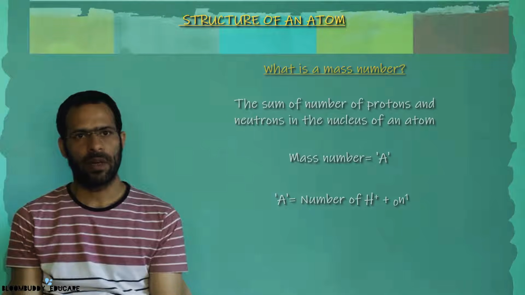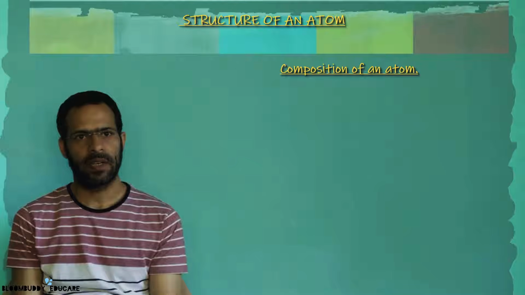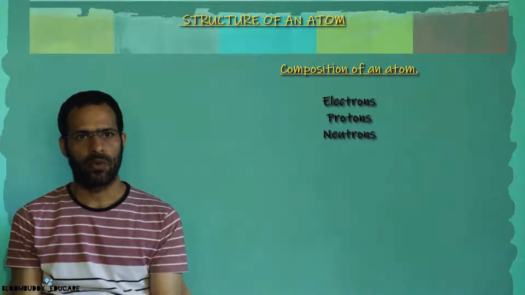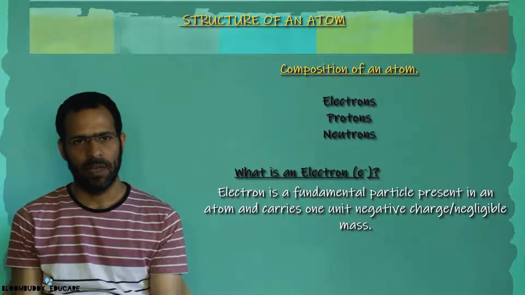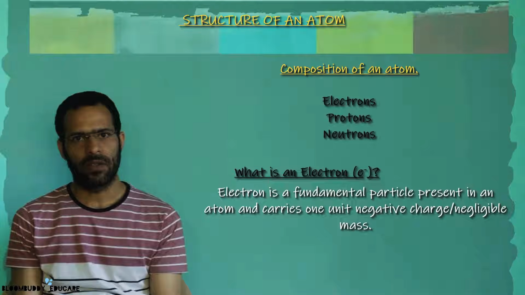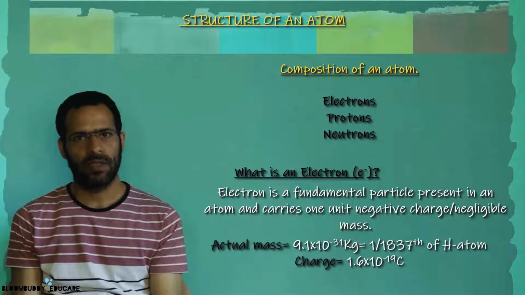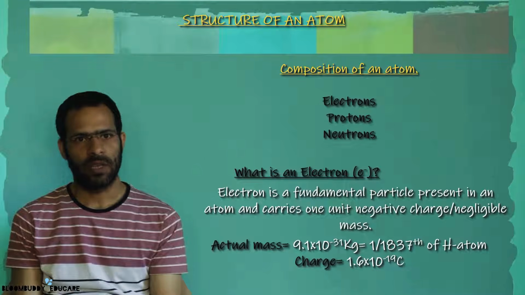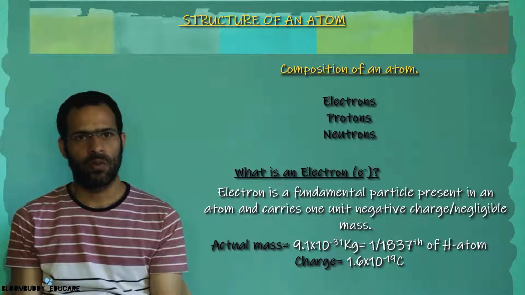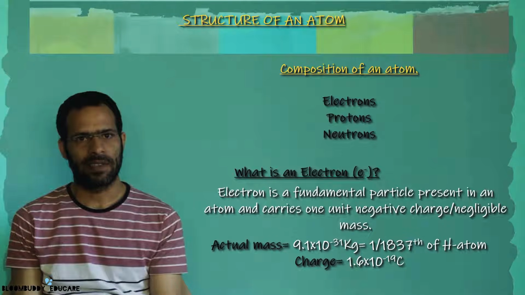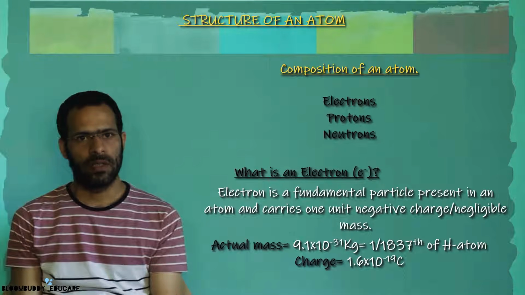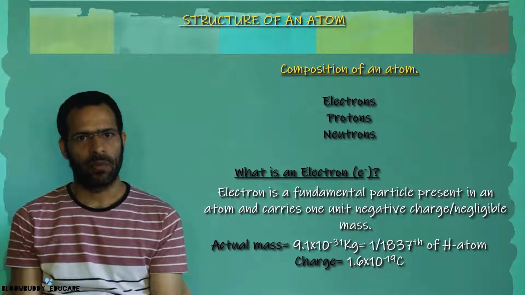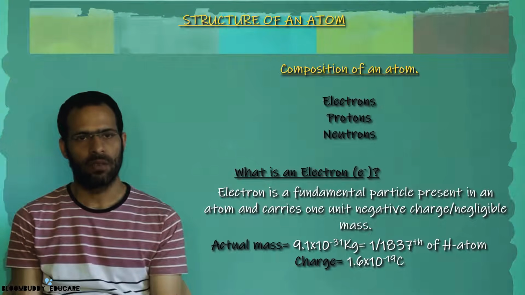Now let's have a look at the composition of an atom. So atom basically contains electrons, protons and neutrons. So what's an electron? Electron is a fundamental particle present in an atom which carries one unit negative charge and has a negligible mass. The actual mass of an electron is around 9.1 into 10 to the power minus 31 kg, which is approximately equal to 1 by 1837th of the mass of an atom of hydrogen. So the electron carries a charge of around 1.6 into 10 to the power minus 19 coulombs.